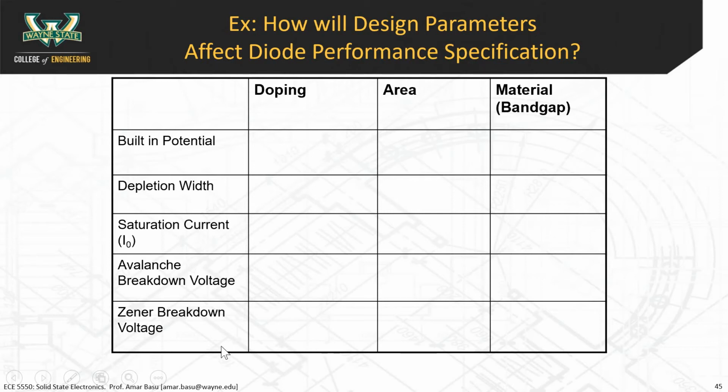So just to show you what I'm looking for here, this is the kind of thing I want you to do. For example, we have the ability to control the doping of the diode. How does the doping change the built-in potential? If we were to increase the doping, what would happen to the built-in potential? That's right. Thank you, Lama. I see a lot of puzzled looks out there.